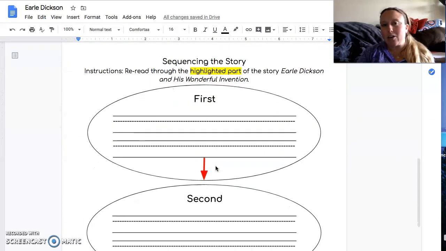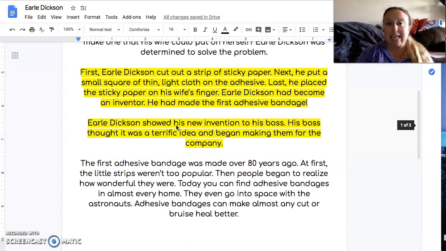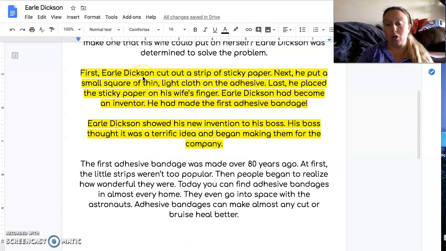Down here, you will be either writing or typing, and you need to take the information straight from the paper. As we look up here, one of the things I noticed is the word first. First tells us that's the first thing we should look at. It says here first that Earle Dickson cut out a strip of sticky paper. Next, he put a small square of thin light cloth on the adhesive.